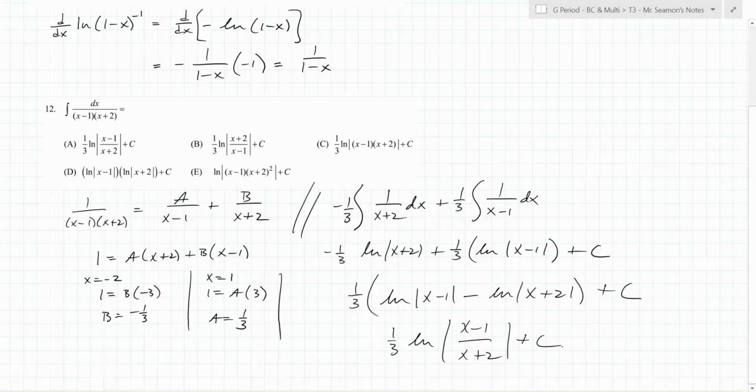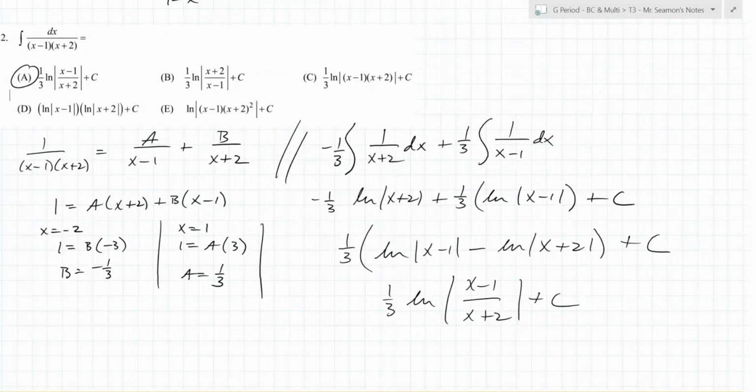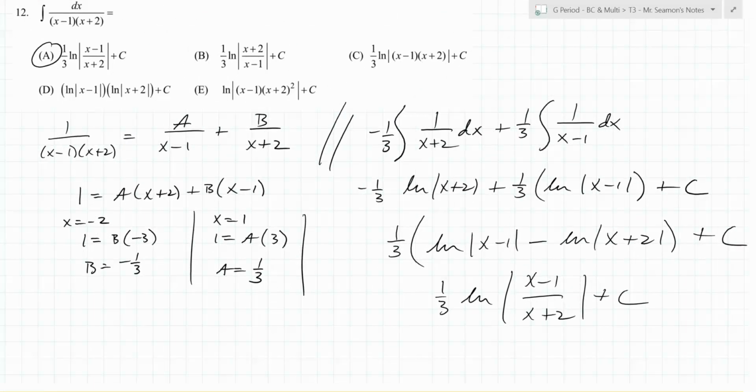Excellent. So which one is that? Is that A? I think it's A, right? Is that correct? Looks right. Can you verify? Is that what the answer key says?